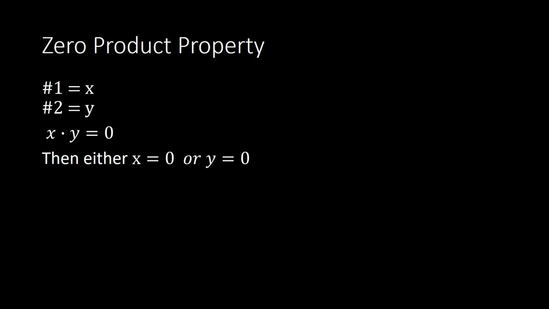So with that property in mind, we can solve any sort of quadratic equation, where, for example, we were to have x times x minus 2 equals 0. So in this case, we have two numbers, just like we did before. Number 1 is going to be x, and number 2 is x minus 2. And when you multiply them together, we know that the solution is equal to 0.